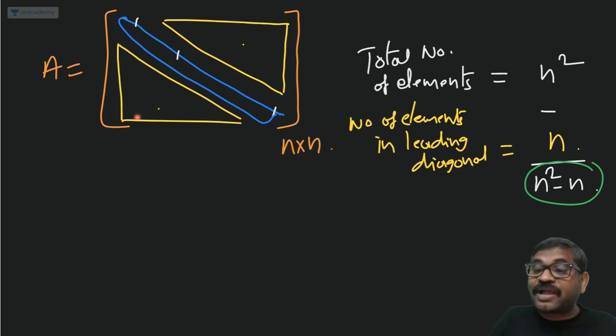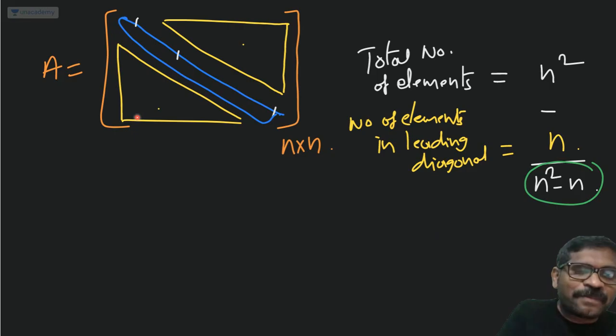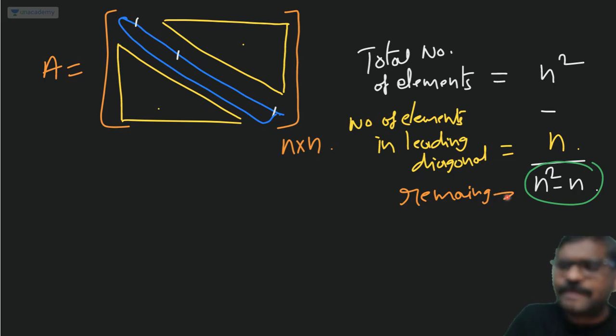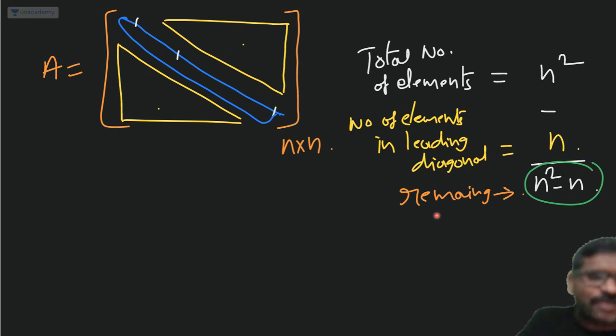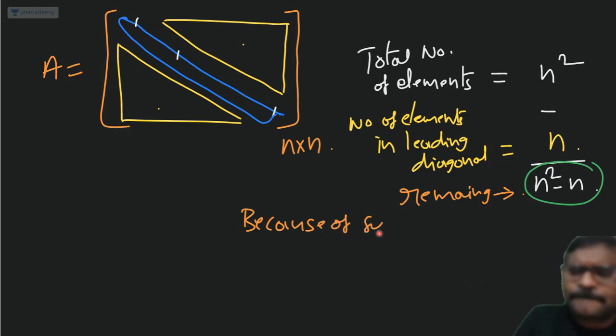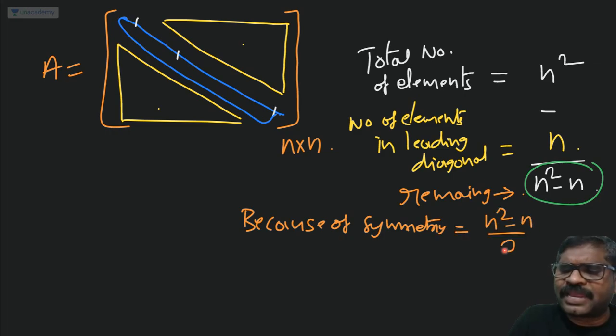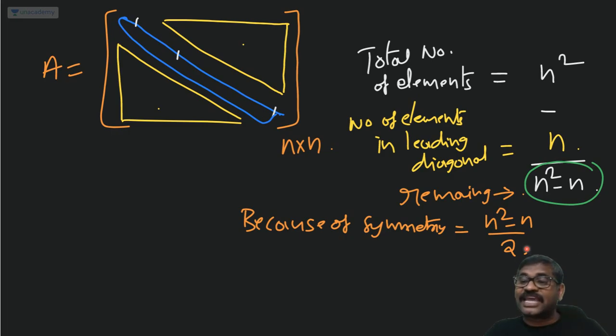Now, because of symmetry, these are all the remaining entries. These remaining entries must satisfy the condition of symmetry. That's why I am going to write, because of symmetry, n square minus n by 2.